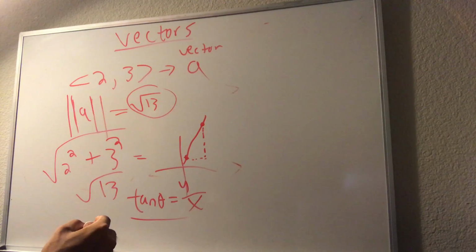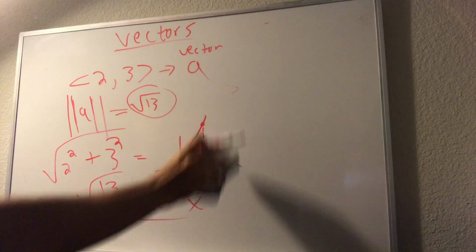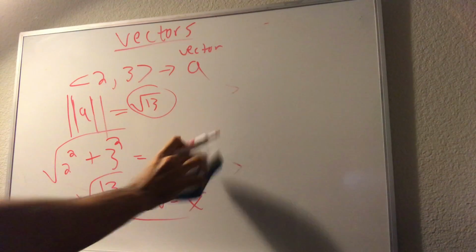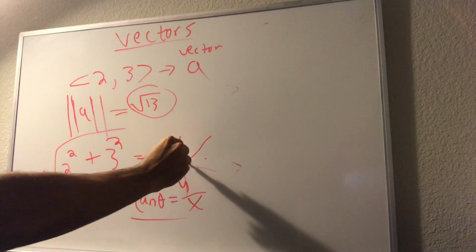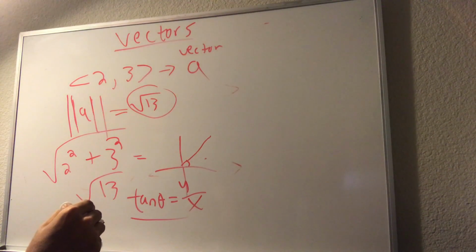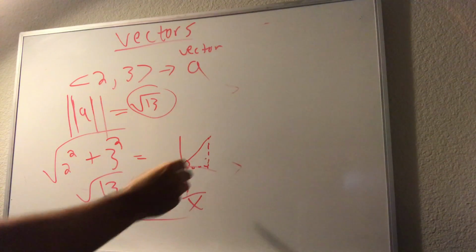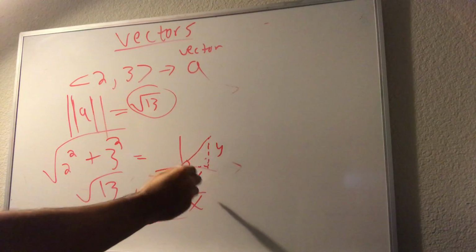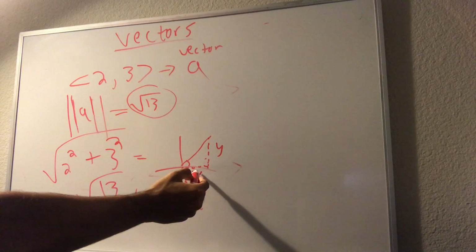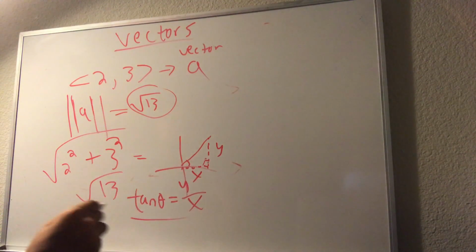So if we say that a specific angle here is theta, we do not know what it is, and obviously this is our vertical component, this is our horizontal component. This being y, this being x, or opposite divided by the adjacent side. That's how we define tangent theta.